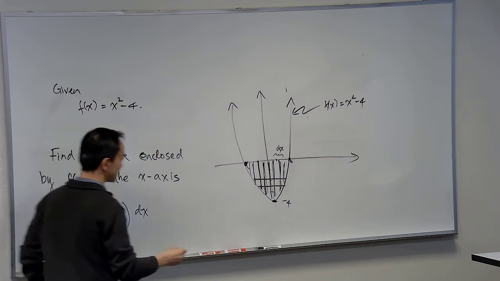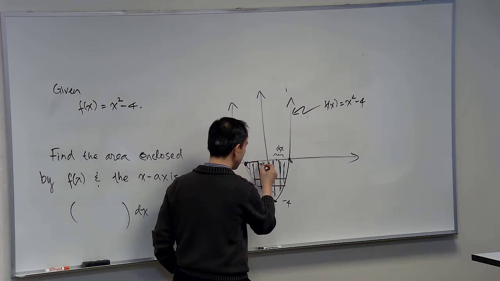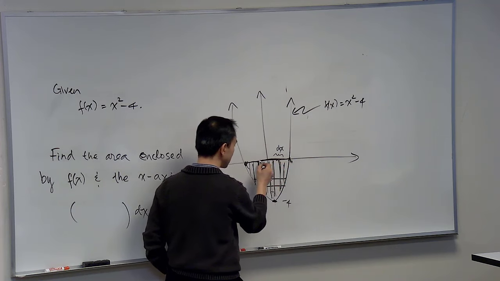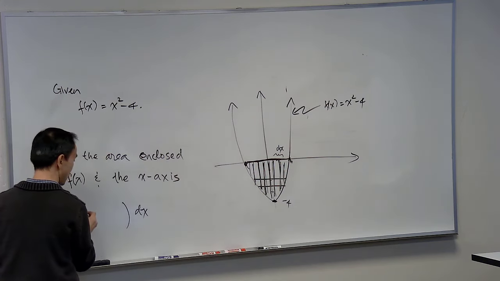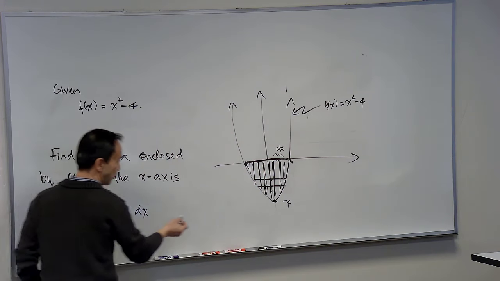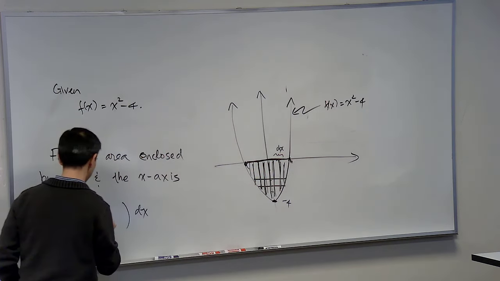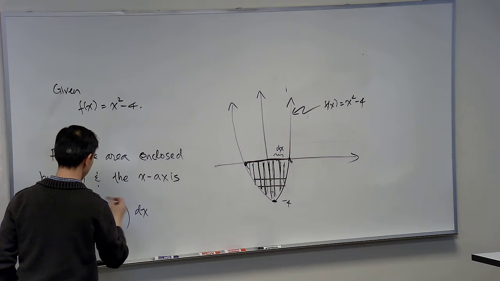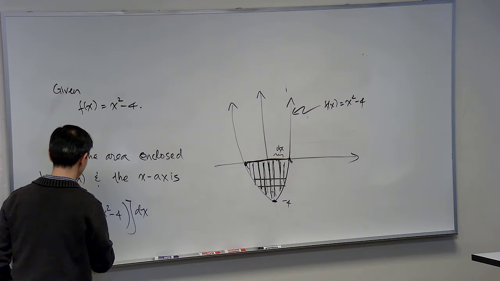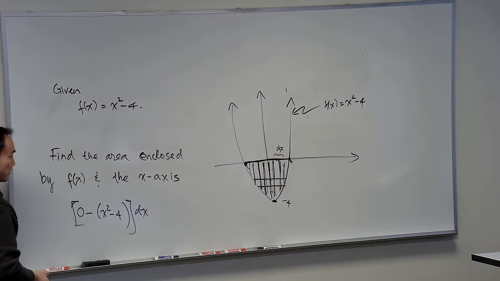So the integral has thickness dx. The upper curve is a little hard to recognize, but it is the x-axis, so we have y equals 0. And then the lower curve is just the function itself. So we're subtracting x squared minus 4, and that's how we're getting the length, completely expressed in terms of x.